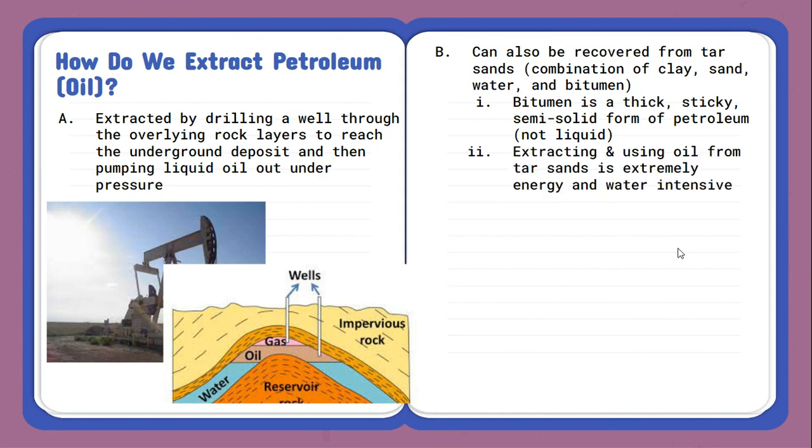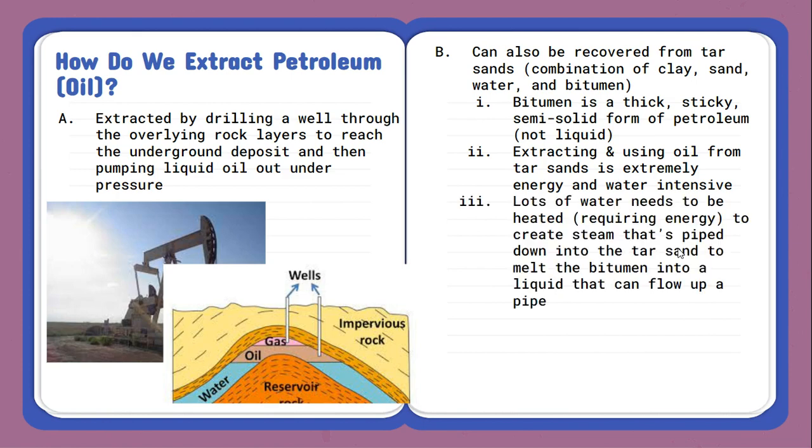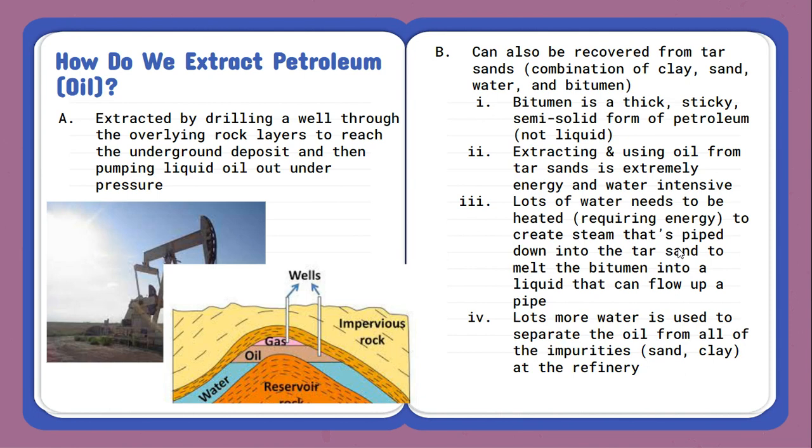However, when tar sands is obtained, it can be extremely expensive and water intensive in order to purify and extract the oil. Lots of water is going to be needed for heat, and that's going to obviously require a lot of energy. That is going to create steam that's then piped down into the tar sands to then melt the bitumen into a liquid form so that it can flow up the pipe. Lots more water is then used to separate the oil from all of the other impurities found in the tar sands, such as sand and clay. And so, although we can obtain petroleum from tar sands, it serves as an alternative, but is certainly not a main source of how we obtain it.